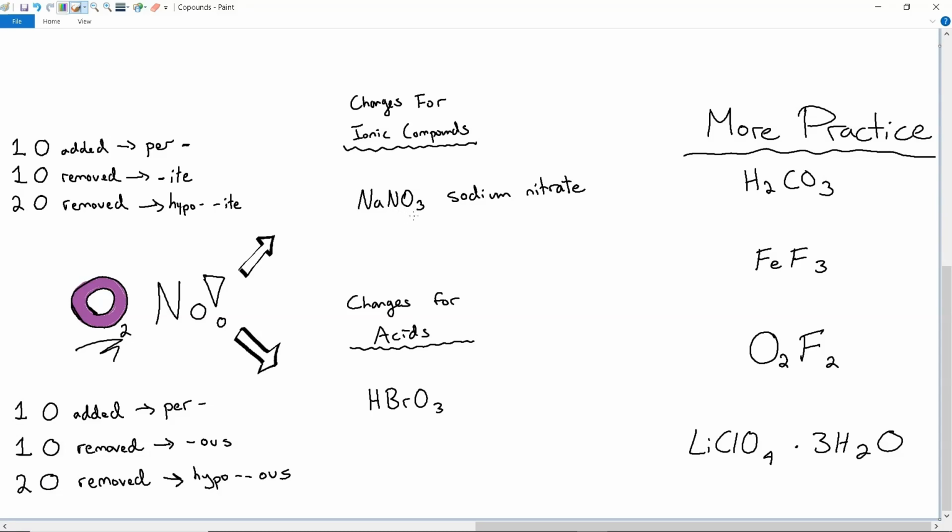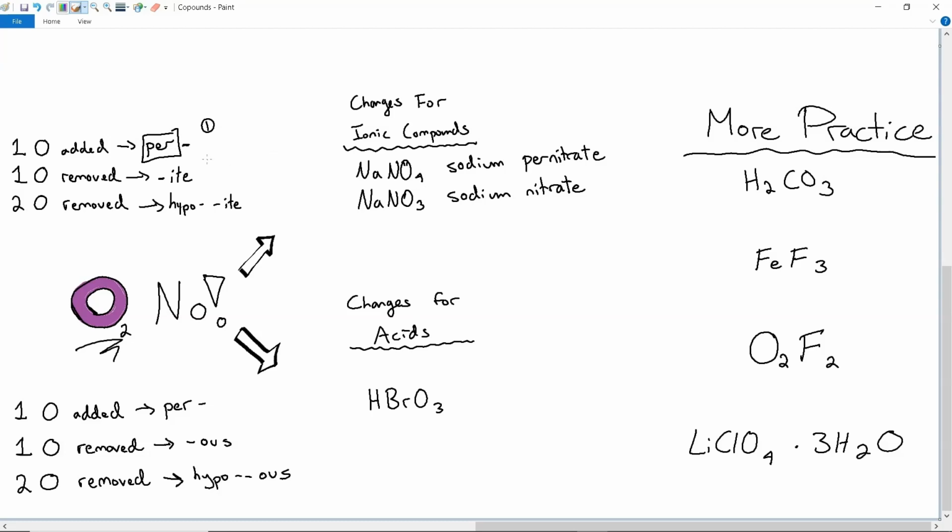Sometimes the nitrate ion will gain an extra atom of oxygen, and we'll have something like this. And when this happens, the name of the polyatomic ion actually changes. So here we would say sodium pernitrate. And looking back here, that is our first naming convention. When one oxygen is added to the polyatomic ion, we get this per prefix on the ion.